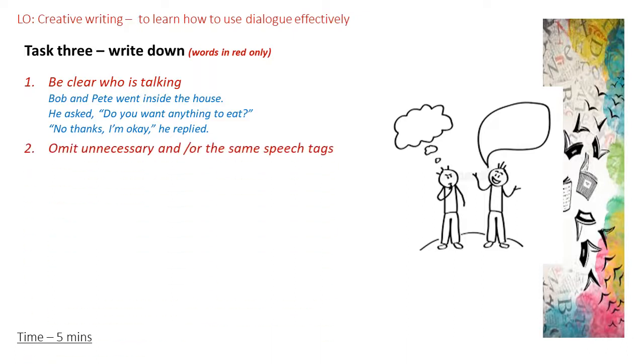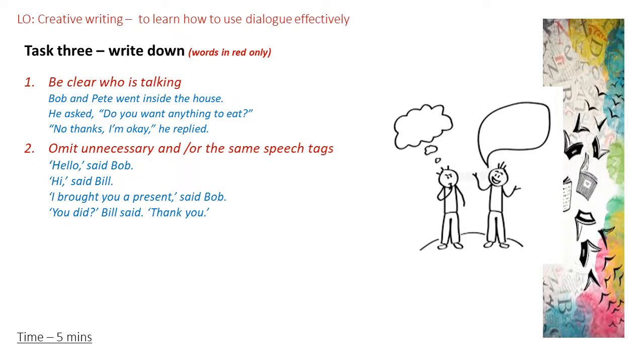Omit, leave out, unnecessary and or the same speech tags. "Hello," said Bob. "Hi," said Bill. "I bought you a present," said Bob. So you're getting really bored of the said Bob, said Bill, said Bob. So for the second one, you could say, "Hello," said Bob. "Hi," said Bill. "I brought you a present." You know you're going back to Bob, so you don't need to say, "Right," said Bob again. "You did," Bill said. "Thank you." So again, for the last two, you know the pattern of alternation, so you don't need to put in "said Bob," "said Bill."